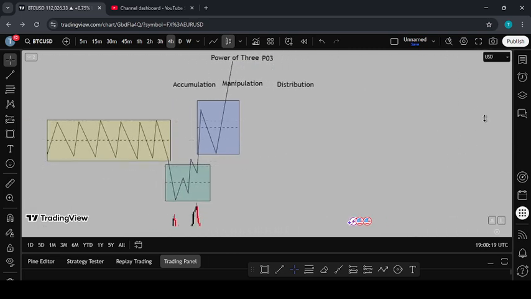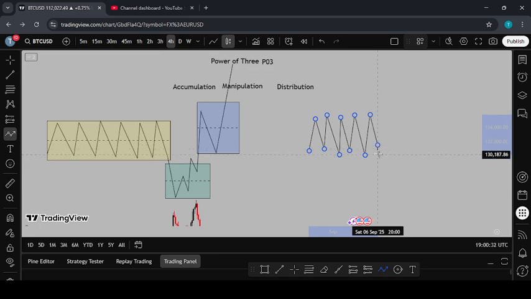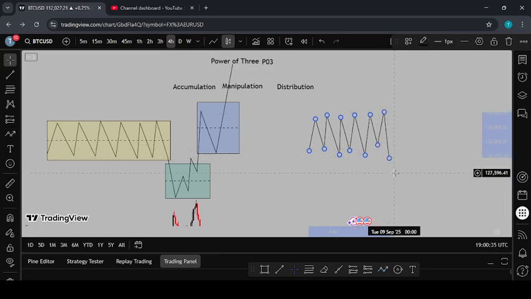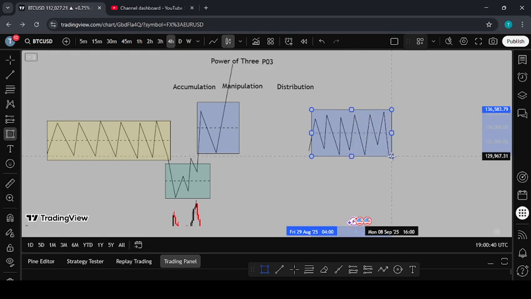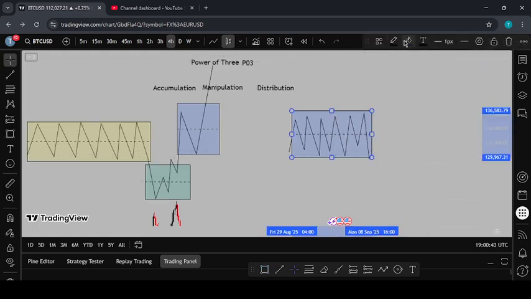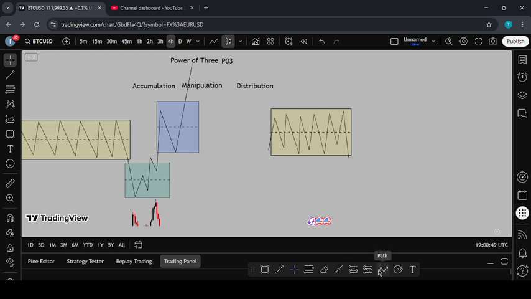Same thing when the market is intending to sell, right? You have that same accumulation phase, right? Market creating that range, something like this. Then all of a sudden you now see the next phase comes in where market what? Manipulates price to the upside. You just see an impulsive move that manipulates price to the upside.